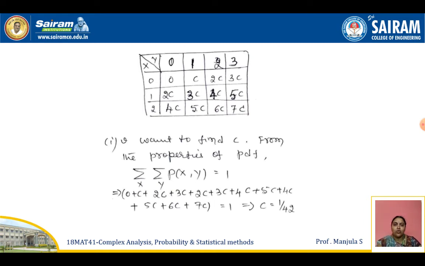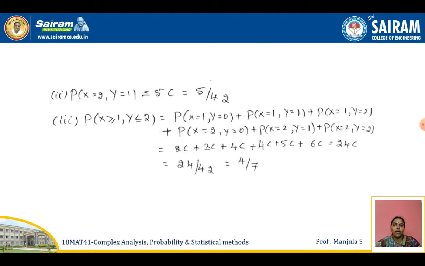Now first we have to find the value of C. From the given table, they clearly gave it as a discrete joint probability distribution. Discrete means it has to satisfy two conditions. One is that the probability of (x, y) is greater than or equal to 0, which means C is greater than or equal to 0. Second, if you add all the values, you should get 1. So adding all values from 0 to 7C, the sum will be 1, so the value of C becomes 1 by 42.